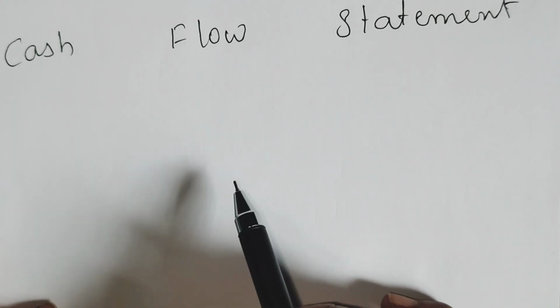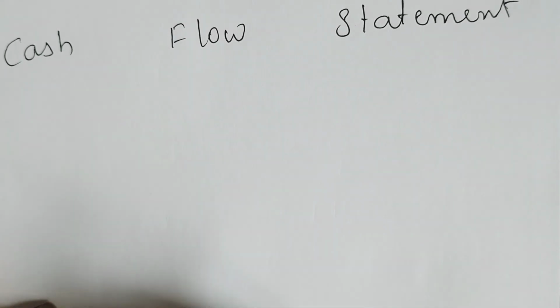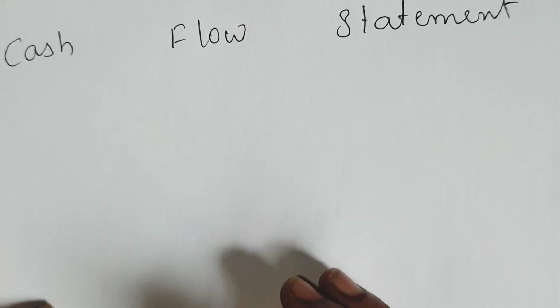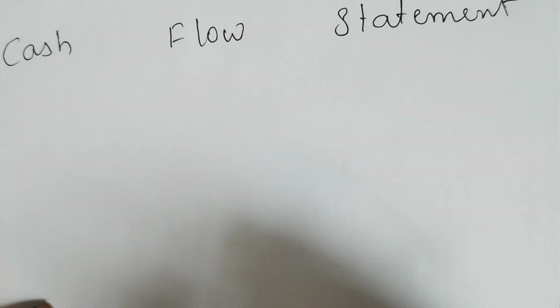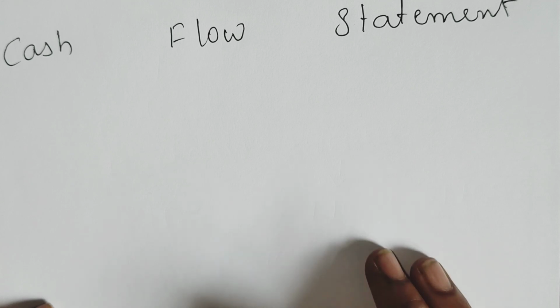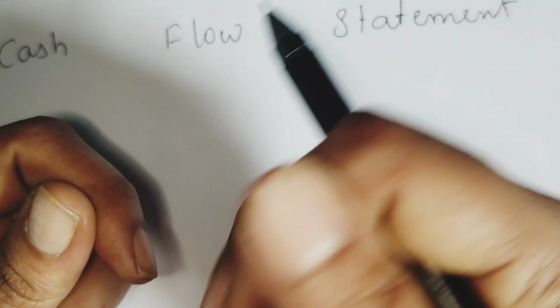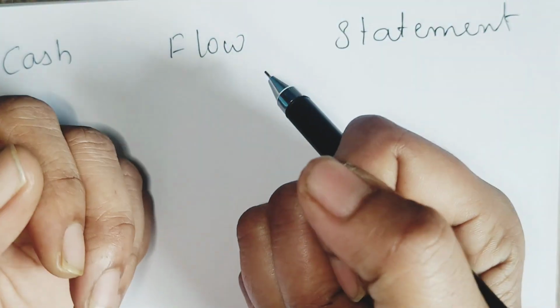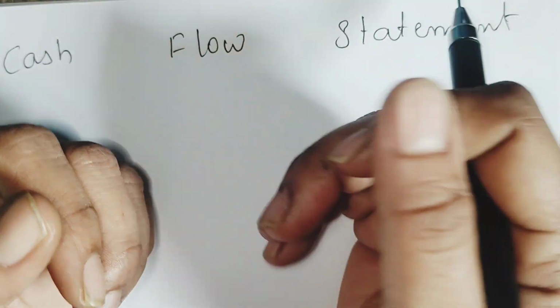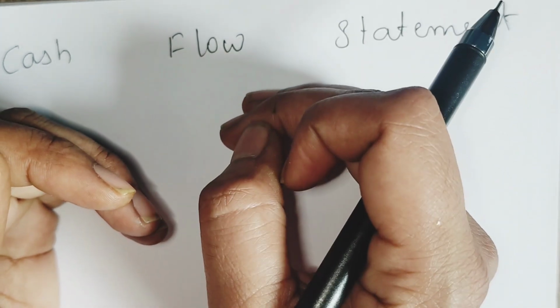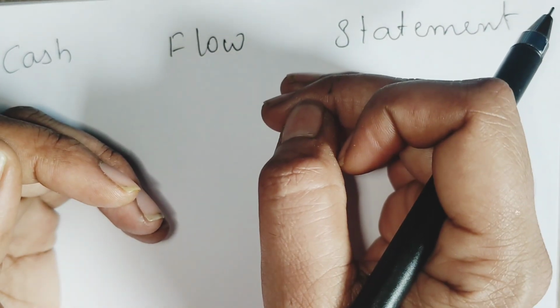And ability to generate cash. What is your ability to generate cash? And liquidity and solvency. To understand the liquidity and solvency, you are preparing the cash flow statement. What is liquidity? Liquidity means you can convert the assets which you are holding into cash within a shorter period of time, that is within 3 months or equal to 3 months.